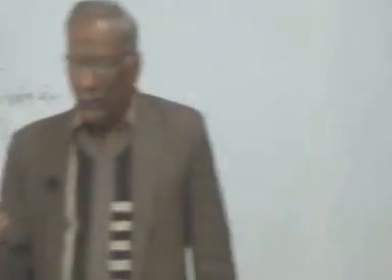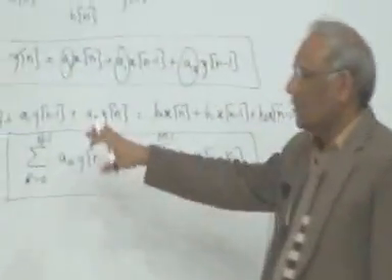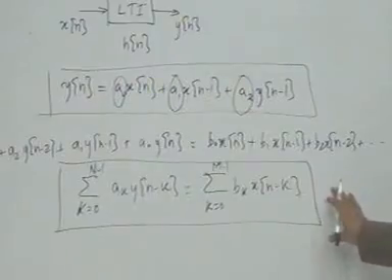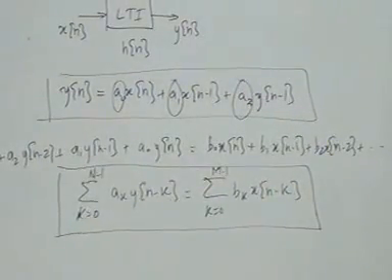Whenever we are making different types of filters or different types of systems for real-world application, for making hardware out of it, they will all be causal systems. It will not have any anti-causal terms of this type. That is why we have k starting from 0. So right now this difference equation is representing a causal system.